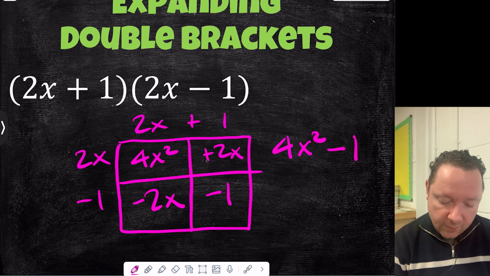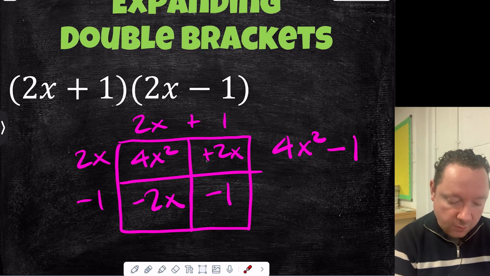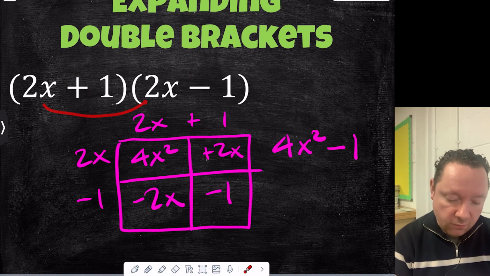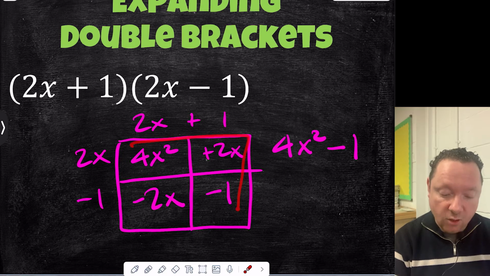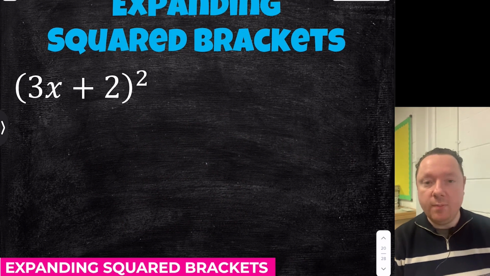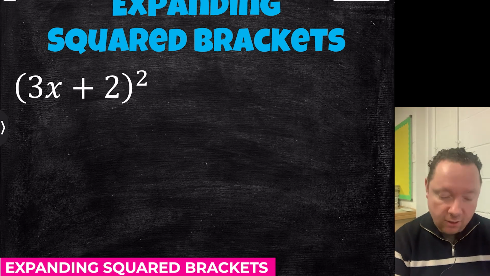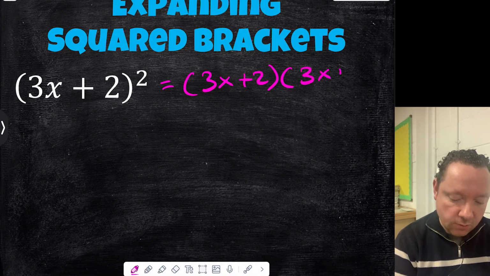So when you get a bracket where they're exactly the same except there's a plus and a minus, it gives you this squared, 4x squared, minus this squared, 1 squared is 1. But you can still just expand it in the normal way instead of having to memorise a new rule. Okay, expanding squared brackets works exactly the same. A squared bracket, anything squared means times by itself. So all you need to remember is that this equals 3x plus 2 and 3x plus 2.